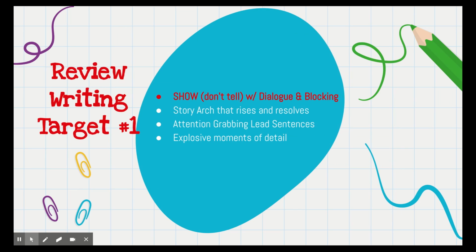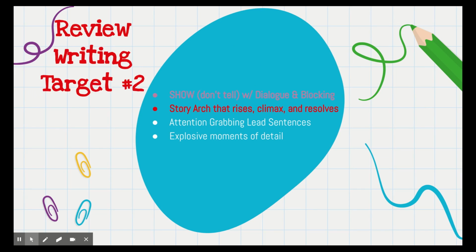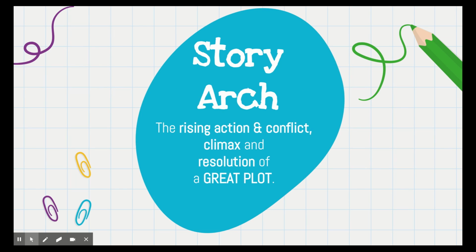All right, so reviewing those writing targets, remember show, don't tell with dialogue and blocking. Dialogue is letting us hear your characters speak, and blocking is letting us know what your characters are doing while they're speaking. And the second writing target is a story arc that rises, it has a climax, and it resolves. And if you wanted to push yourself beyond, you could be working on attention-grabbing lead sentences and explosive moments of detail. And we will come back to those goals when we are back together next term.